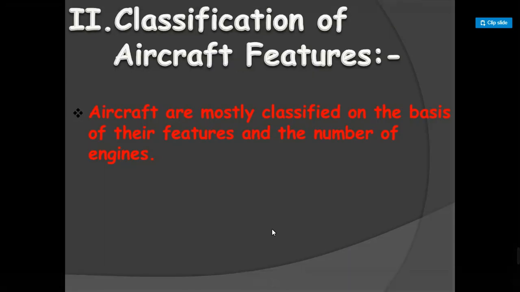Classification of aircraft features. Aircraft are mostly classified on the basis of their features and the number of engines. Okay? So, by their features or how many engines they have, you can tell what kind of aircraft it is. I counted earlier how many doors and engines, and I found out it's just an Airbus A320. Those things. So when you have studied, I will give you a picture and ask you to determine what kind of aircraft it is.